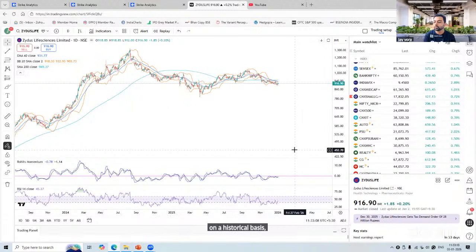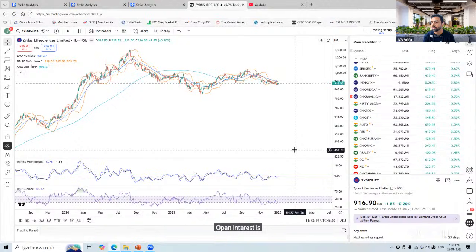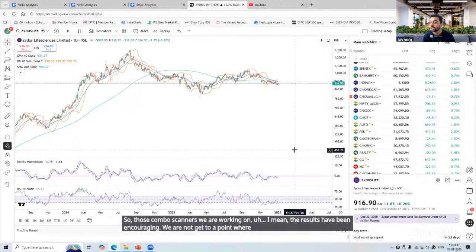So what we are trying to do is build those combo scanners, where you should be able to put those criteria. Okay, open interest is at a 12-month high, prices should have corrected, EV to EBITDA should be below 15. Those combo scanners we are working on. The results have been encouraging, but we are not at a point where we can say accuracy is very high. So we are refining it.